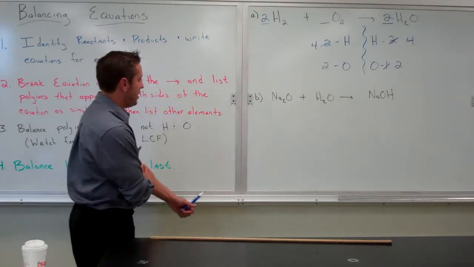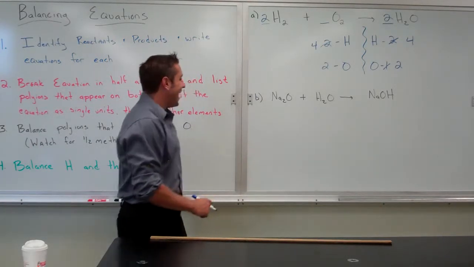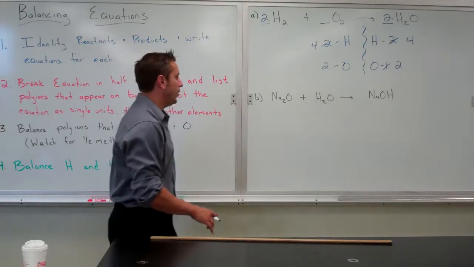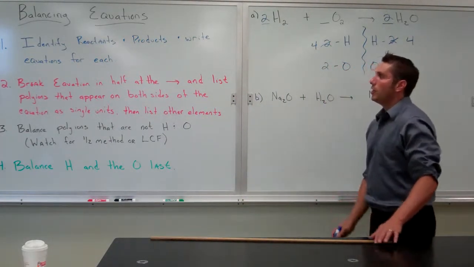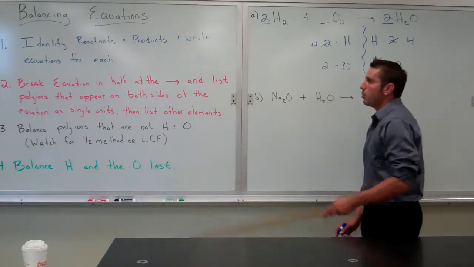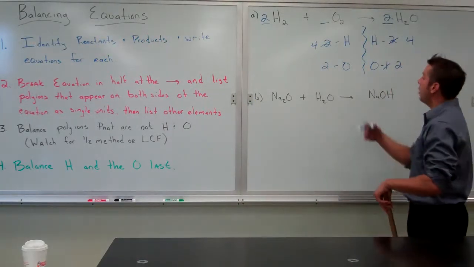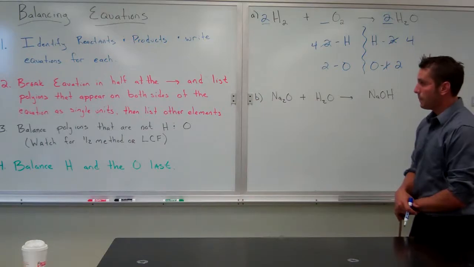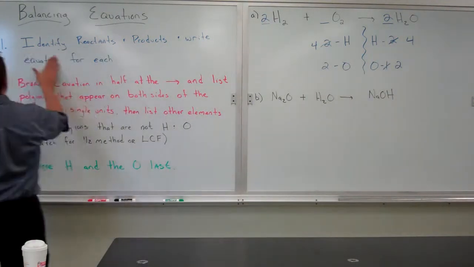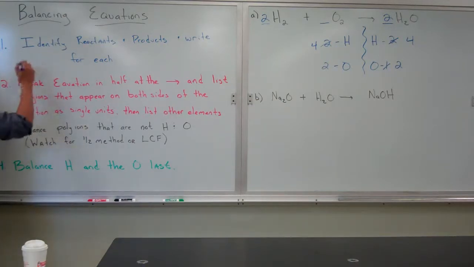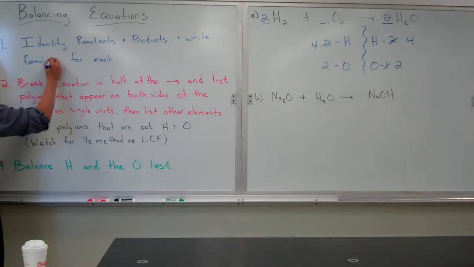Let's take a look at letter B. Letter B says Na2O plus H2O yields NaOH. Try to follow our steps. Step 1: identify reactants and products and write formulas for each. We have already done that.